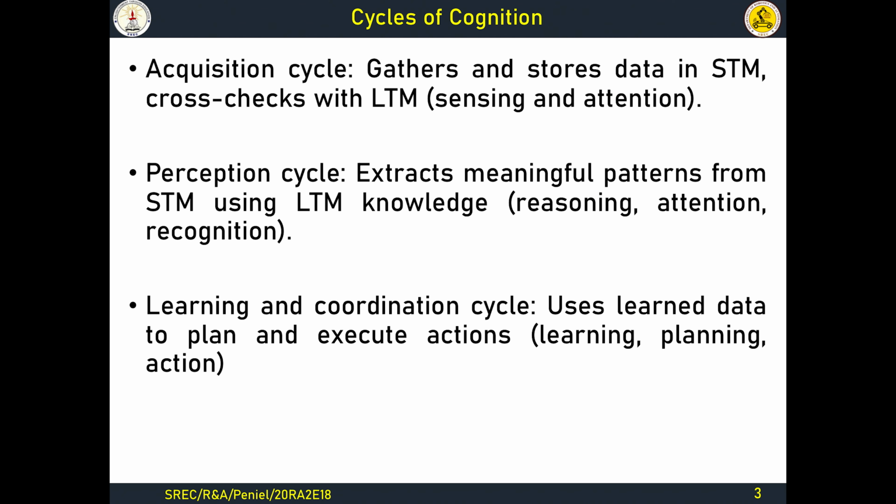This is the overall introduction to robot cognition, or the cognition cycle. With this I am concluding the introduction to cognition. Every robot or machine will be using these three cycles. We as human beings also follow the same pattern: acquisition, perception and learning. First you acquire what is available in the environment, then you go with perception, then learning. These are the three parameters and the components available in cognition: sensing, reasoning and so on.